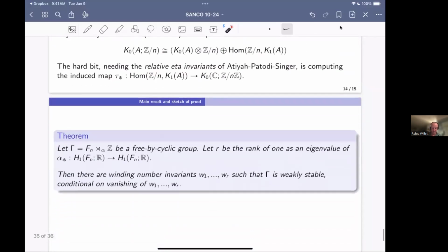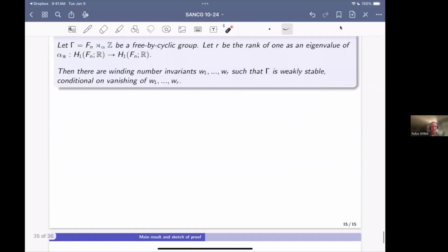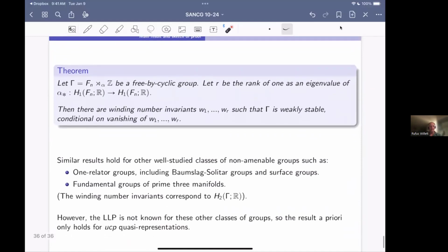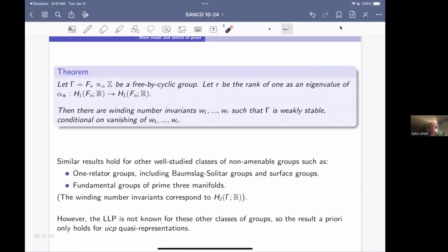Okay. All right. So just to summarize, main theorem again. So just to very quickly give a slight idea of what the theorem says in more generality. There are similar results for other very nice classes of non-amenable groups. You throw enough machinery at it. Fundamental groups of surfaces is what I was actually motivated by. So the original case of the torus and the Klein bottle, I wanted to generalize it to higher genus surfaces. And it more or less works in that case too. It works for Lamplighter-solitary groups, whatever those are. It works for fundamental groups of pretty much all prime three-manifolds, whatever that is. And in all cases, the winding number invariants correspond to the second homology of the group.